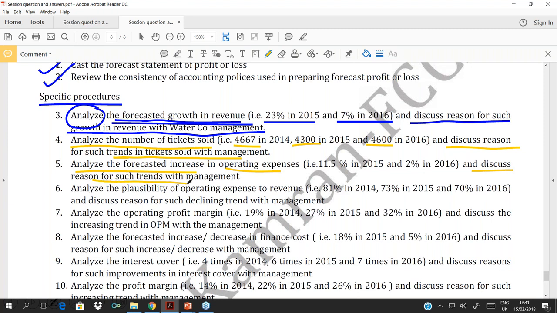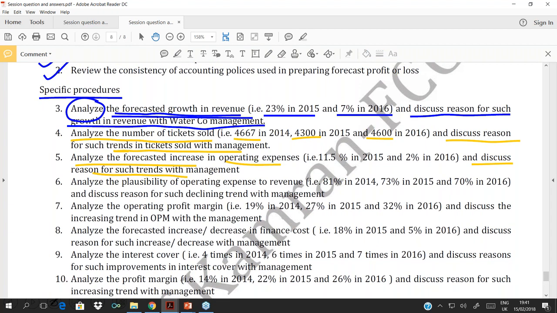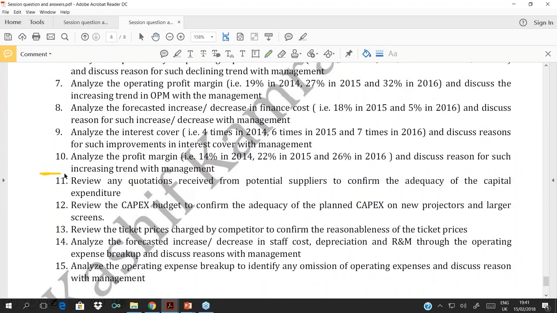See how many analyses I have written? 3, 4, 5, 6, 7, 8, 9, 10. And it goes down. See after 10, can you see the verb? Can you see after the 10th number something is changing? Analyze.